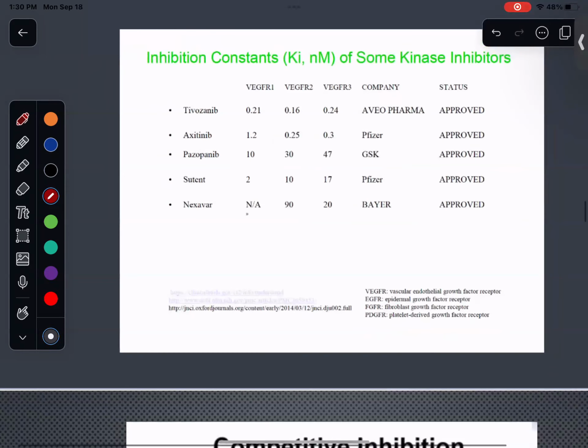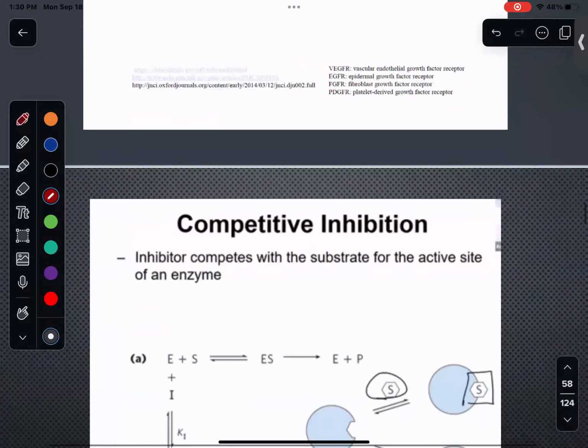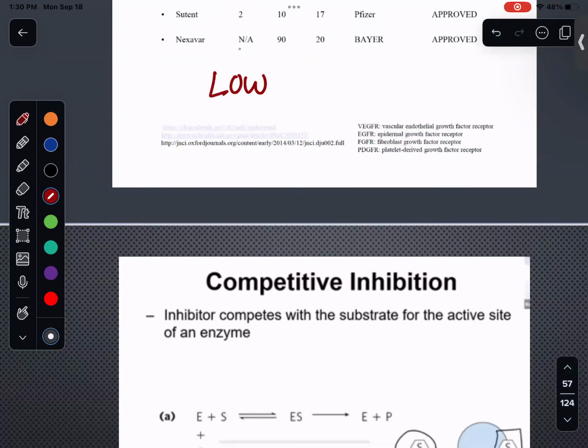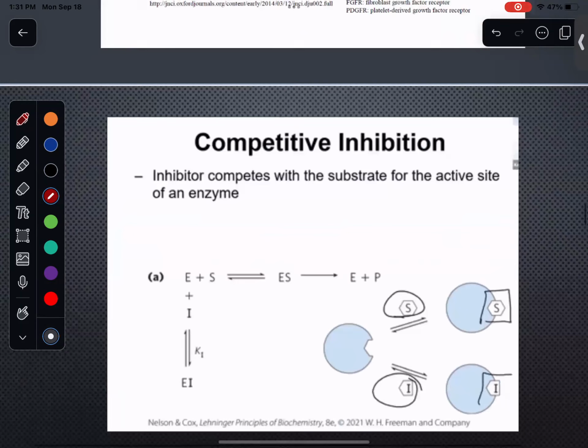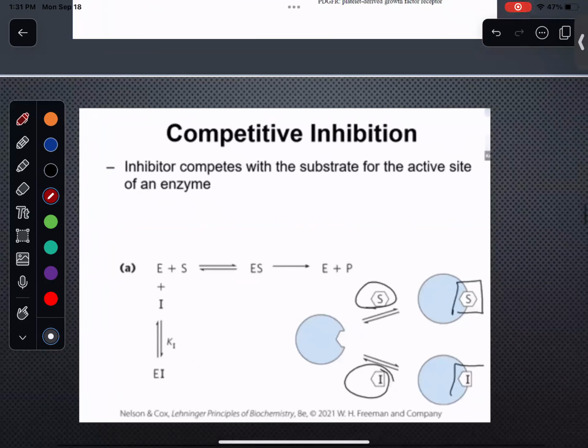You guys should look at this chart, and it'll show you the trend you need to know. But yeah, bottom line here: lower Ki equals more potent. Okay, that's what I need you to take from this slide. Let's move forward.